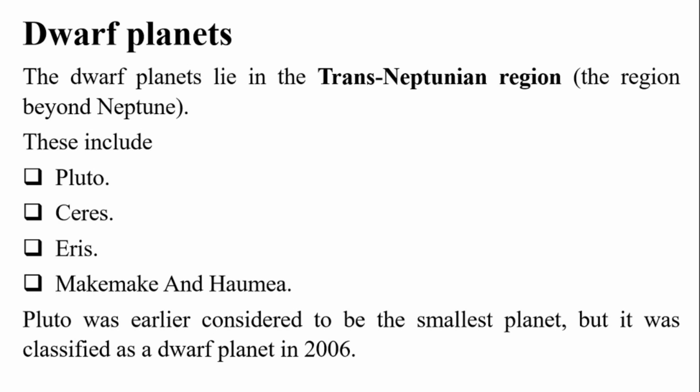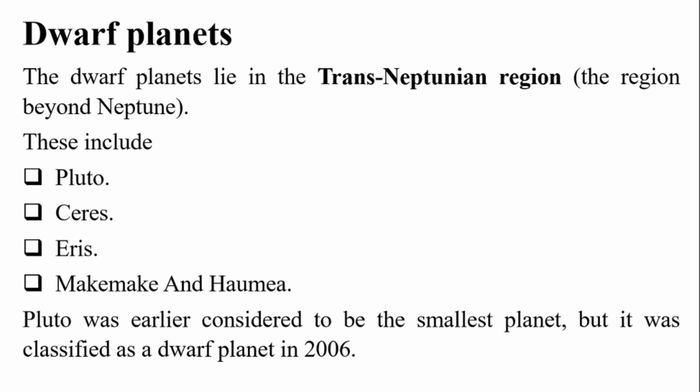Next, we are going to see about dwarf planets. So, what do you mean by dwarf planets? Dwarf planets lie in the trans-Neptunian region. This region is beyond Neptune. These include some of the planets such as Pluto. Pluto is a planet which earlier existed in the solar system.